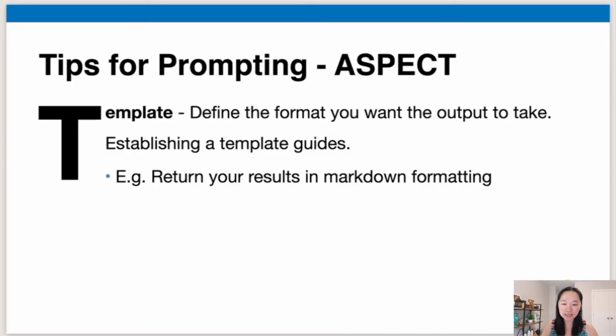And lastly, the T in ASPECTS stands for a template. So the template defines the format that you want the output to take, right? So essentially a template is where you can establish a template guide. So this is where you can tell the AI, I want all of this in a report format. I want all of this in bullet points.